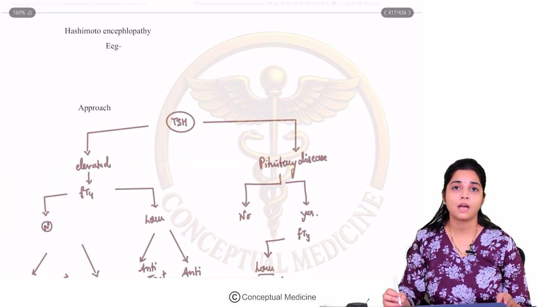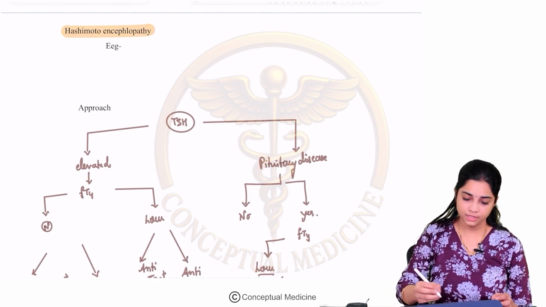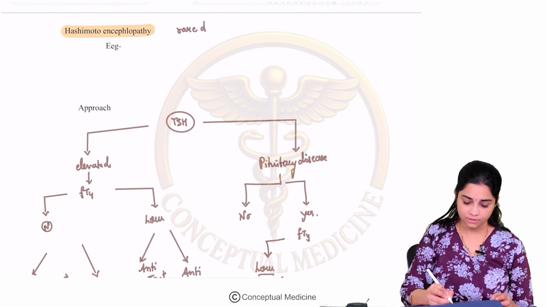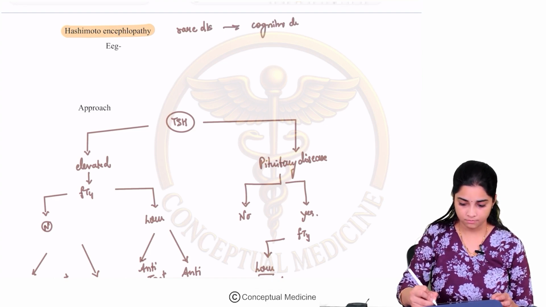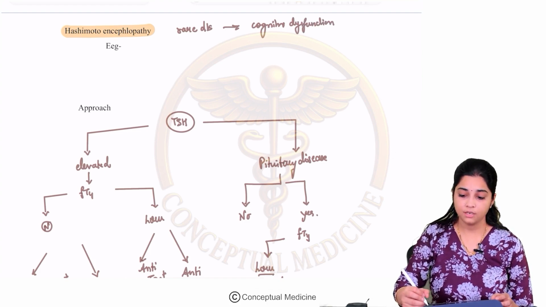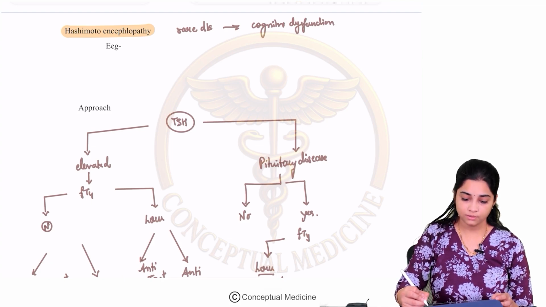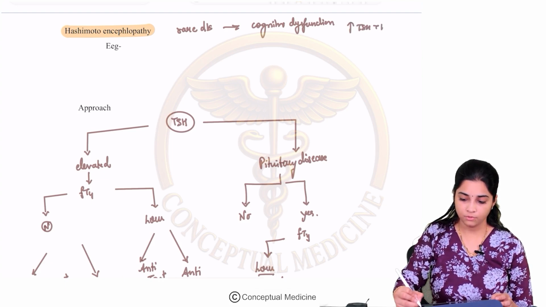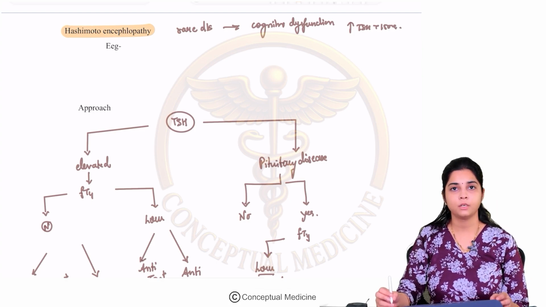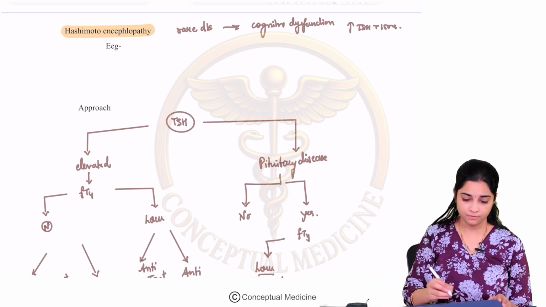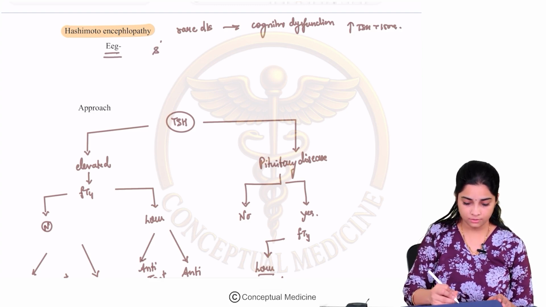Now what is this Hashimoto's encephalopathy? This is a relatively rare disorder where there is cognitive dysfunction and sometimes you can have even seizures, mainly because of your Hashimoto's thyroiditis. So there will be elevated TSH levels in more than hundreds. Okay. So this is what we call Hashimoto's encephalopathy, and the EEG basically shows a slow wave pattern.